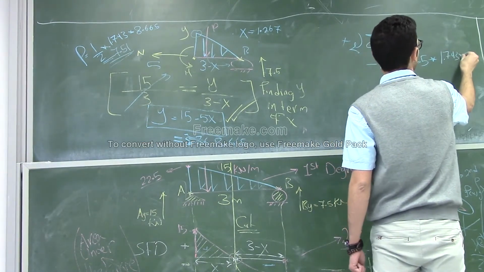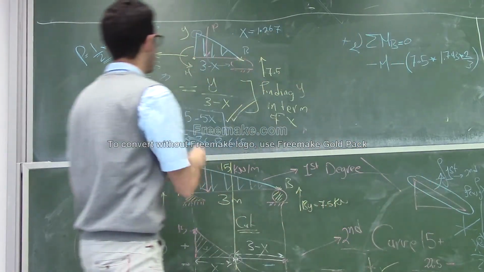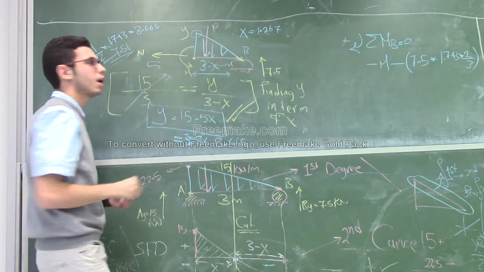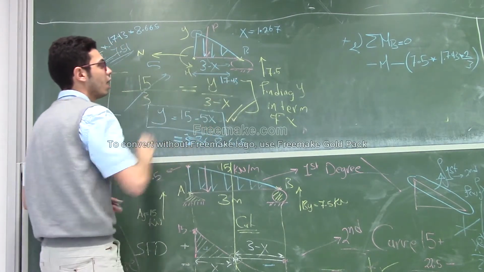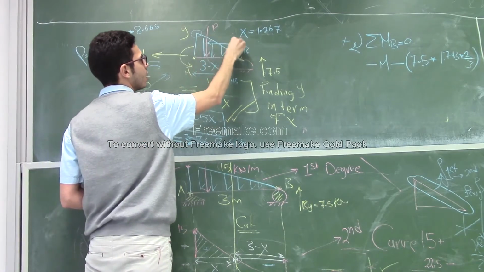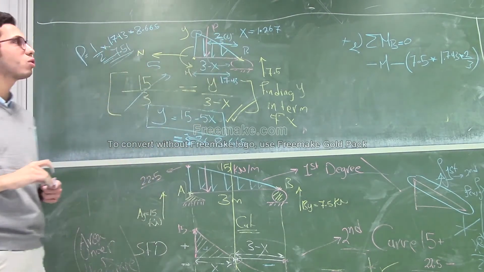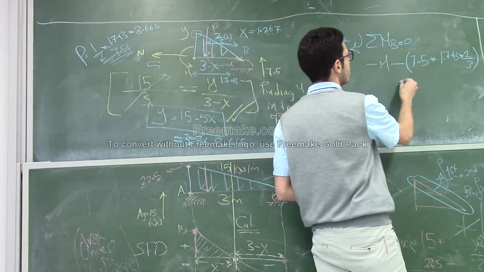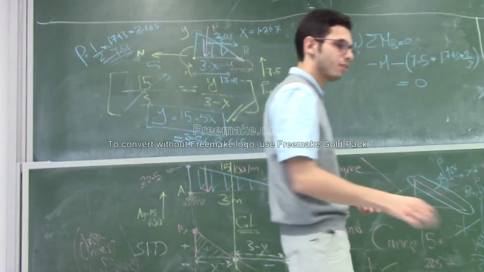1.743 multiplied by 2/3, right? Because this distance here, we find it's 3 minus 6, right? And it's equal to 1.743. And the distance here is 2/3 of L, right? So this one multiplied by 2/3 of L, and it will be equal to 0. Now I can find the moment, right?